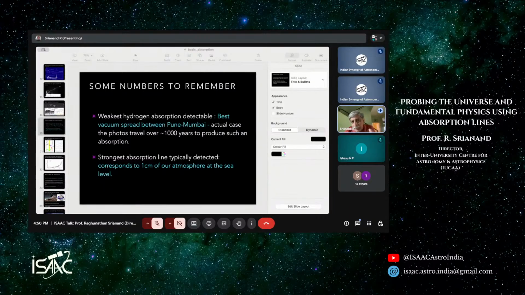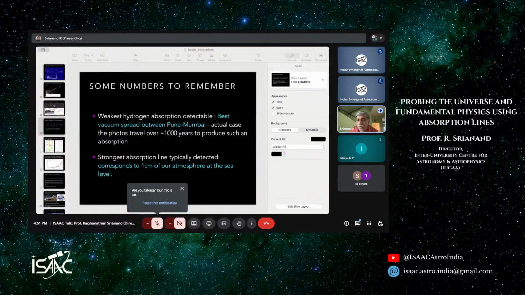I'll just explain in a bit more detail. What do you mean by weakest absorption? It means we can say that this absorption line is produced by some n number of atoms. I know what the weakest absorption I am detecting is. If I want to collect that many atoms, how far do I have to travel in space? Because space is like a vacuum, it's one of the perfect vacuums.